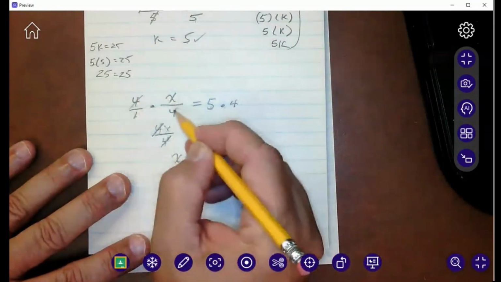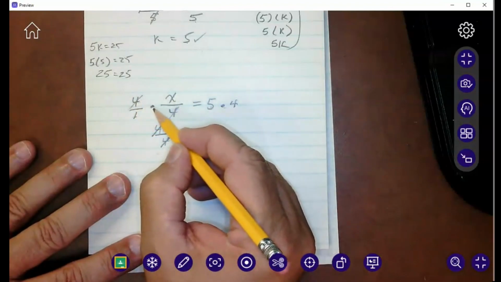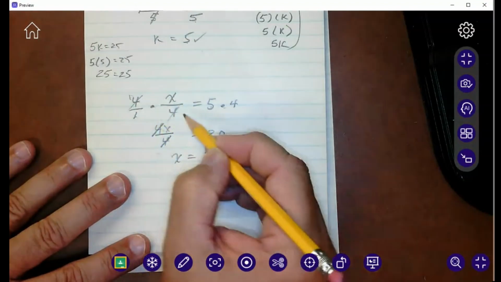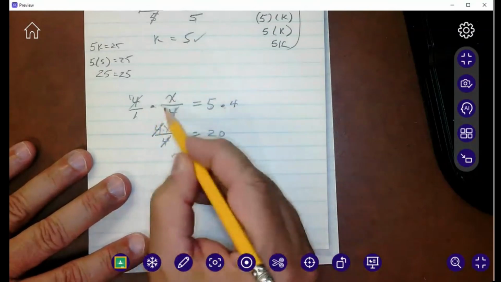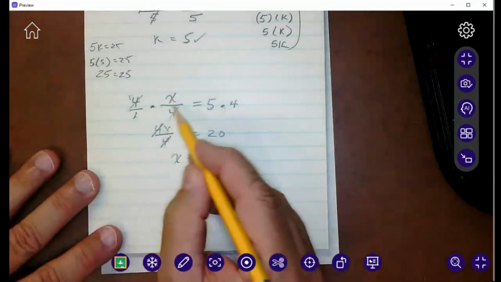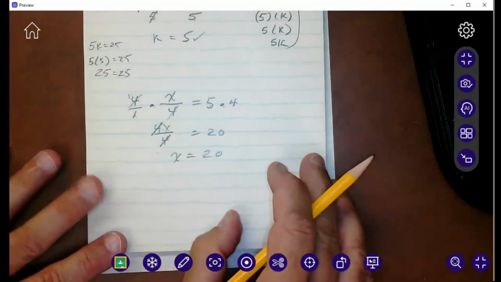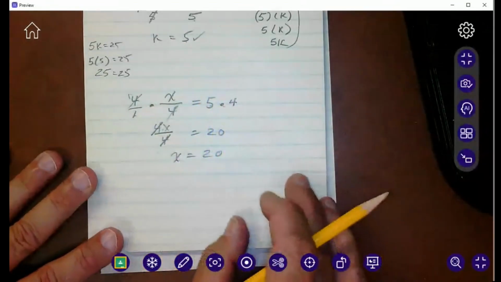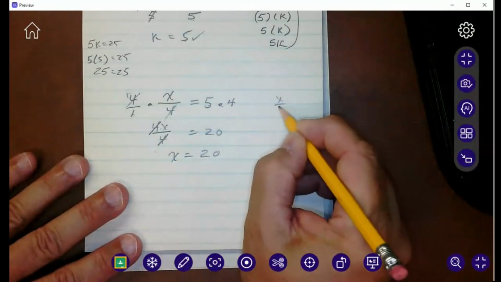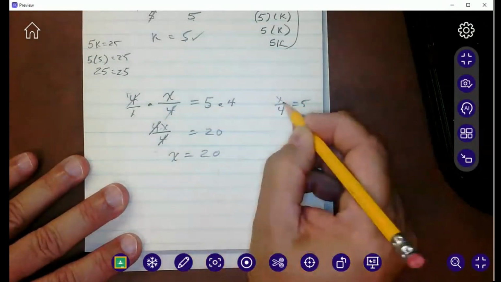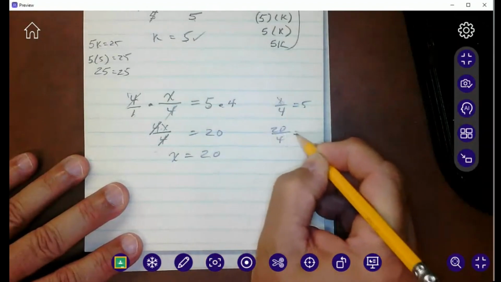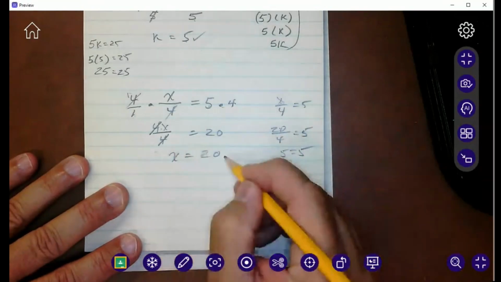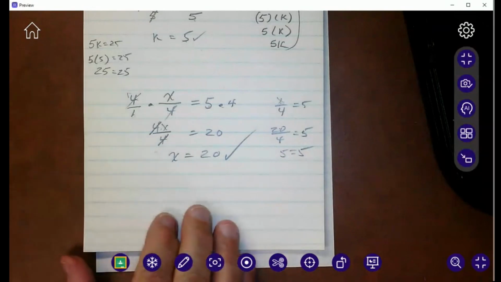You could have done that in this step and said these 4's divide out, and I'm left with 1 times x over 1 times 1, which is just x. You'll learn to save some time and some writing by simplifying as you go. But we're still writing our steps down, showing what we are doing to get to our answer. If I go back to that original equation and I put 20 in for x, 20 over 4 equals 5. 20 divided by 4 is 5. 5 equals 5. That's the solution to the equation.